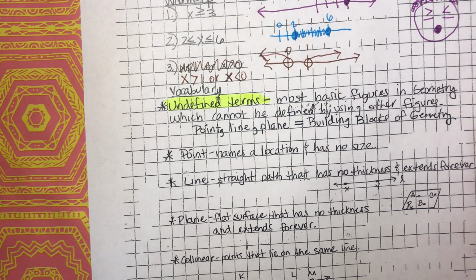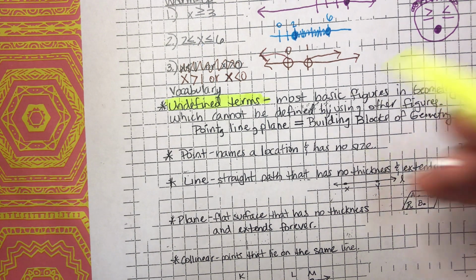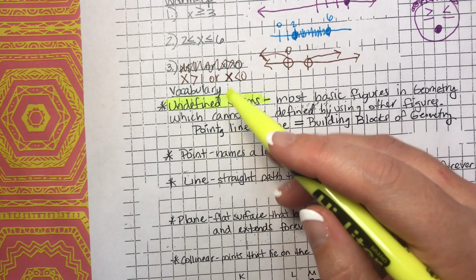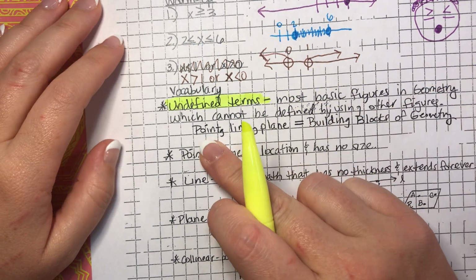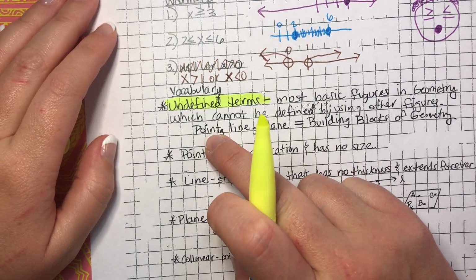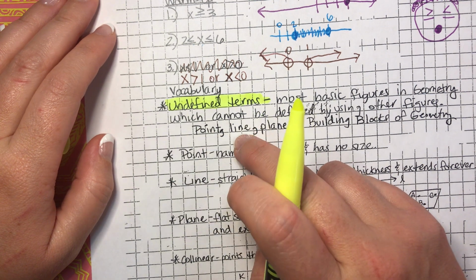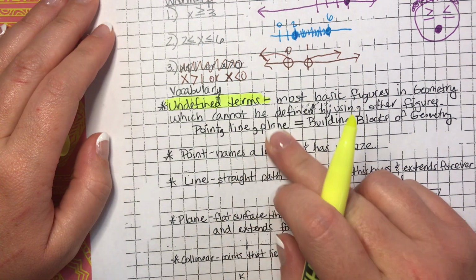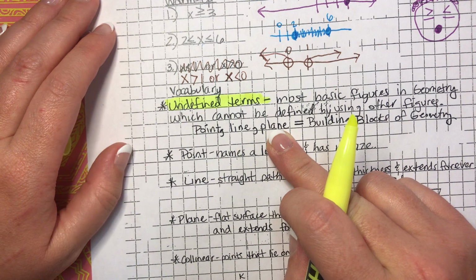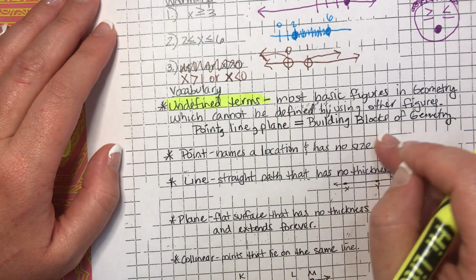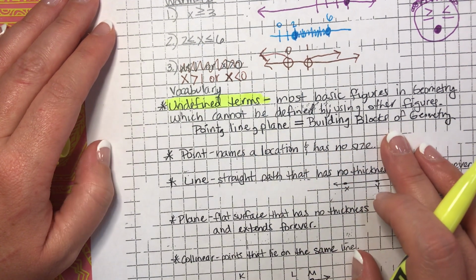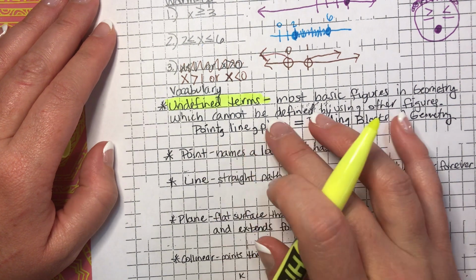Like, you can't define it by using another figure. So like a point, you can't define a point by using something else. That's just the most basic thing that there can be. A line is the most basic thing there can be. A plane is the most basic thing. So these are the building blocks of geometry. Everything is really built off of these concepts.